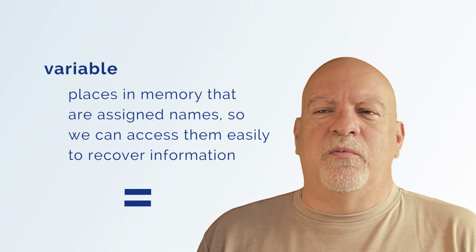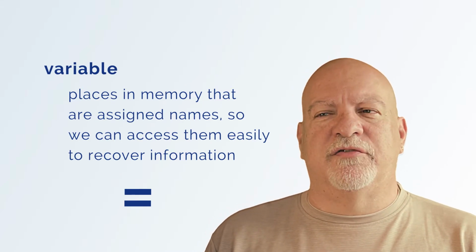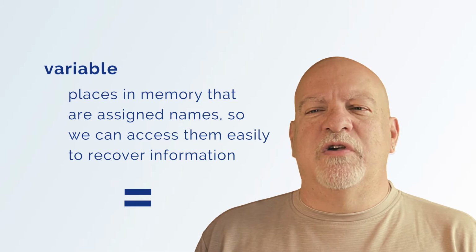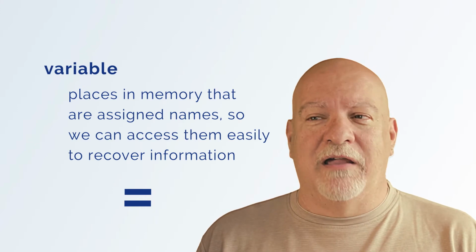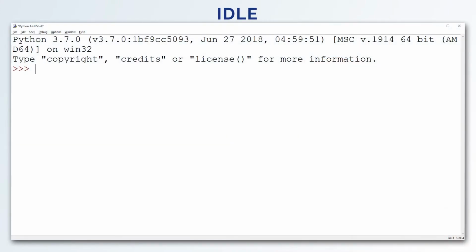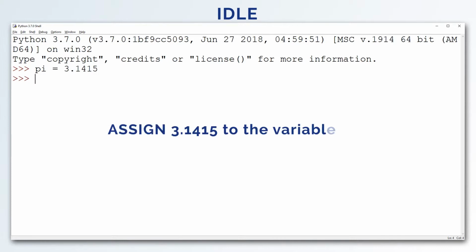So let's say that you know that the value of pi is 3.1415. You can assign that to a variable of any name. I think we'll use pi for short. To do this, we type pi equals 3.1415. Python reads this, evaluates it, and stores it away. Python interprets the instruction as assign the value 3.1415 to the variable pi. Later, we can recall this variable as many times as we want.